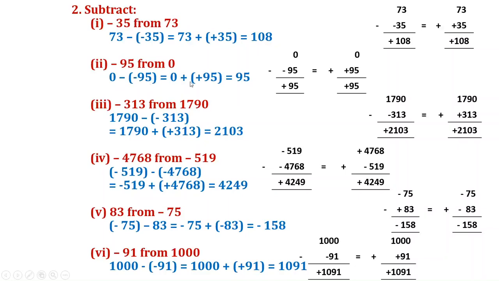So now observe here, you are adding 0 to 95. 0 plus 95 is what? Plus 95 only. So 0 plus 95 is 95 only, plus 95.